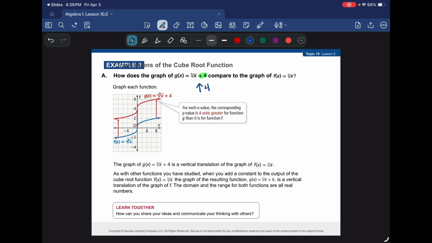So again, once we add a constant to the output of a function, it shifts the graph vertically. Okay? And this function rule looks similar to the other functions when we do vertical translations, plus k, a constant on the outside of our function rule.